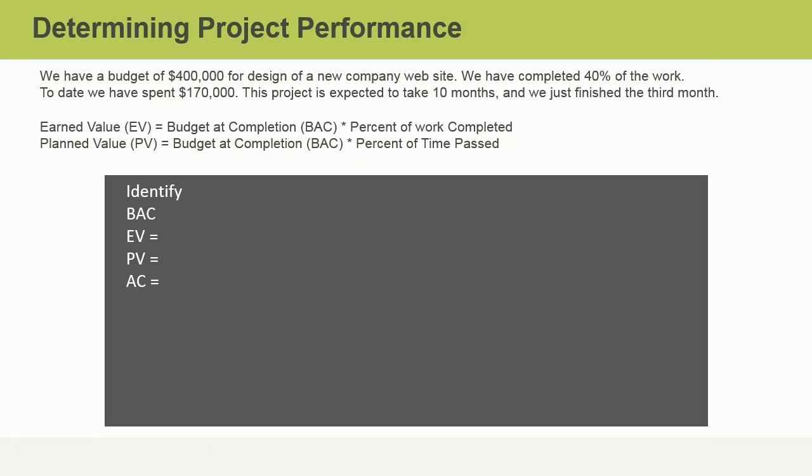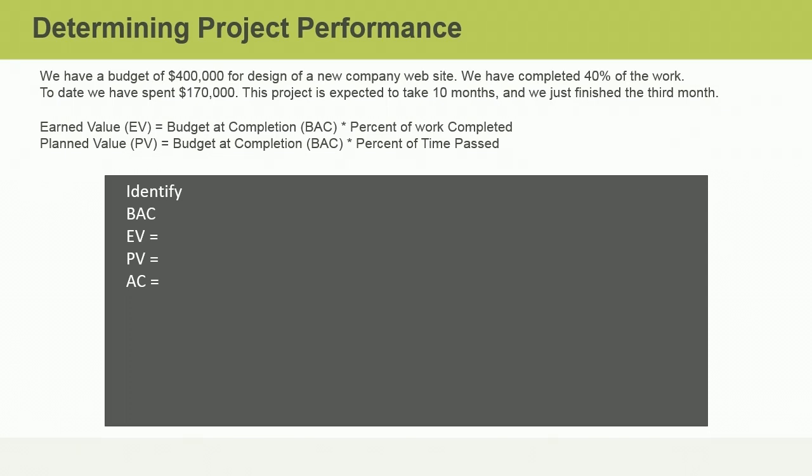Sentence 1 says, we have a budget of $400,000 for design of a new company website. Can you identify what key information that is telling us? You may pause the video at any time to determine the answer, and then resume the video when you're ready to hear the correct answer. If you said budget at completion or BAC, you are correct. Let's move to the next sentence.